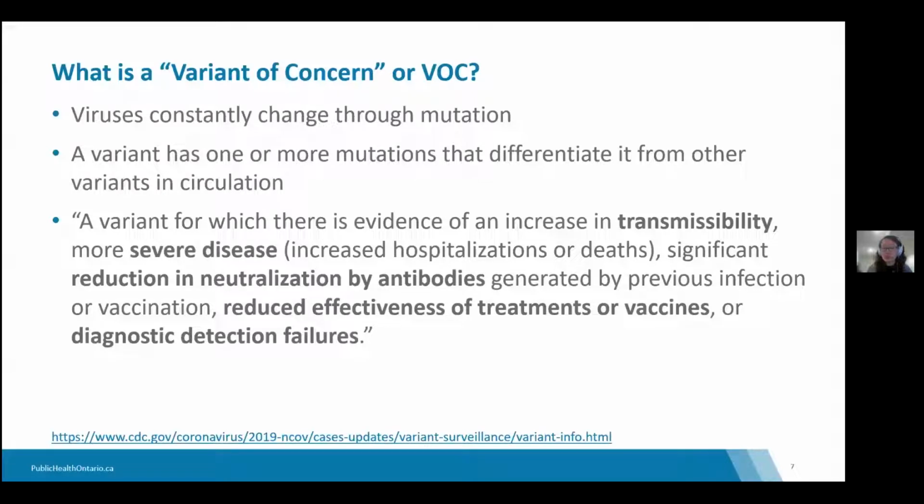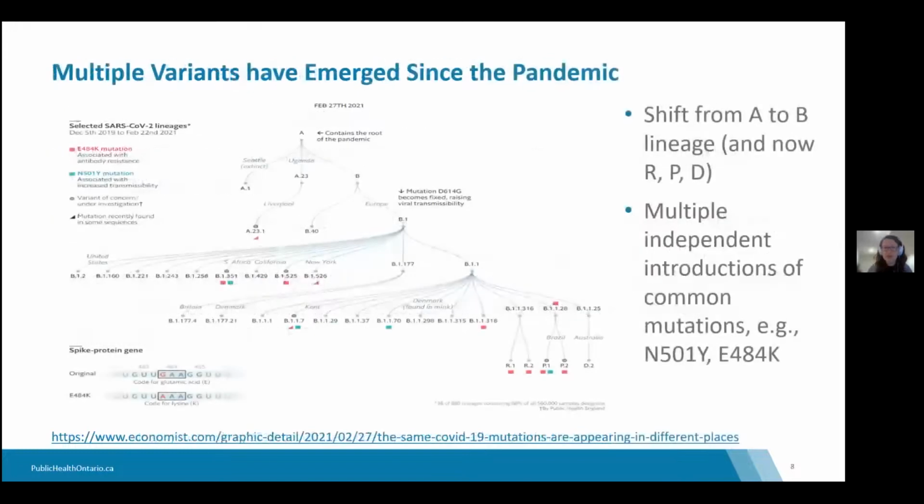A variant of concern is when there's clinical or public health epidemiological information to suggest that it is now either more transmissible, or it can cause more severe disease, such as increased hospitalizations or deaths. It can have significant impacts on antibody neutralization, either through previous infection or vaccination. It can have reduced effectiveness of treatments or vaccines, or it can cause diagnostic detection failures. So a variant of concern is when one of those becomes apparent.